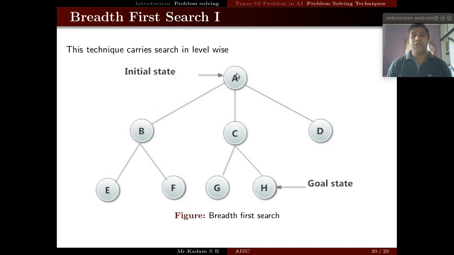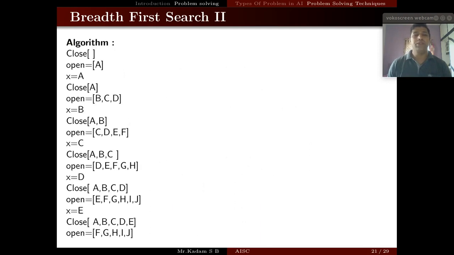We are checking at this level, we are checking at this level, then we are going to the next level. So this is also called a level-wise searching strategy. Now we'll see the actual algorithm of this breadth first search.